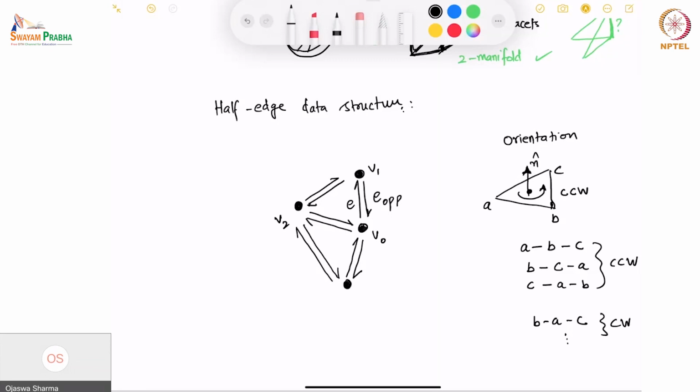Yes, sir. Sir, what is the context behind the orientation? Vignesh, I can't hear you. Can you please speak a bit louder? Sir, what is the context behind talking about orientation while explaining this? Yeah, I'm coming to that.